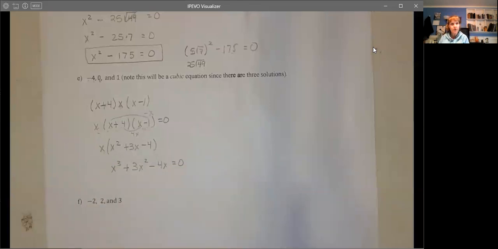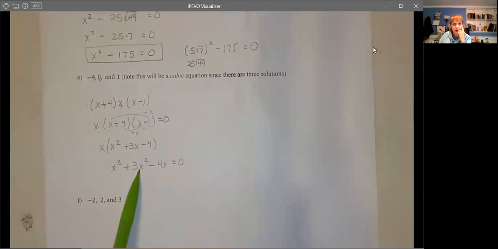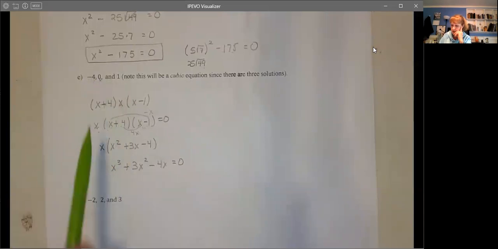And there's my solution. You can check it. Put in a negative 4, and you use parentheses, especially when you have that even power. Put negative 4 in for the x's, you'll get 0. Put 0 in for the x's, you get 0. Put 1 in for all the x's, and you should get a 0. So these are the solutions to this equation.